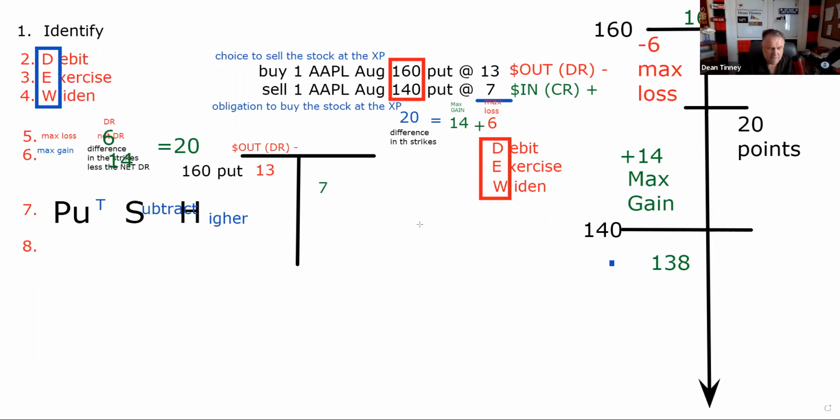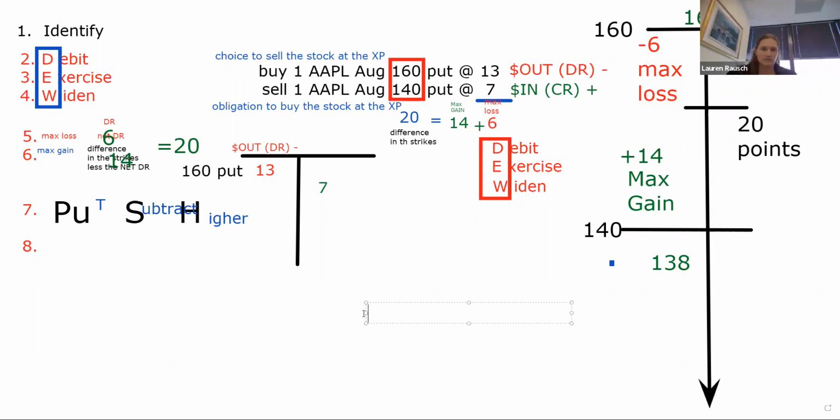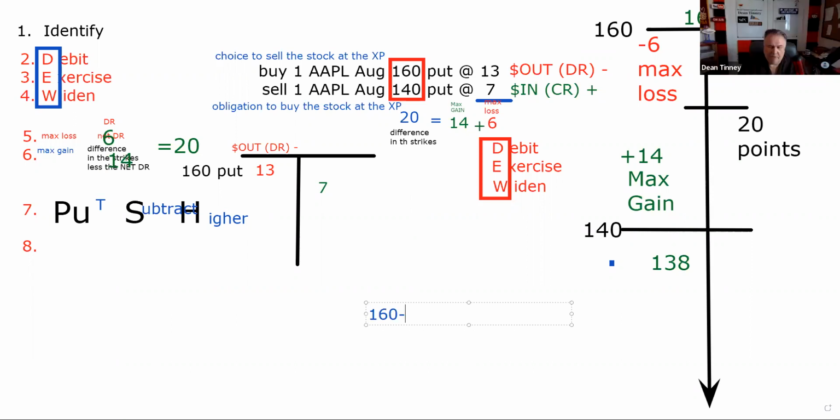So we're going to take our higher strike, and here our higher strike is 160. And we're going to subtract the net premium. It doesn't matter whether it's a debit or credit. In this case, it's a debit put spread, but if it were a credit put spread, the break even would be the same. What would be different is whether you're bullish or bearish, but it's 160 minus 6.